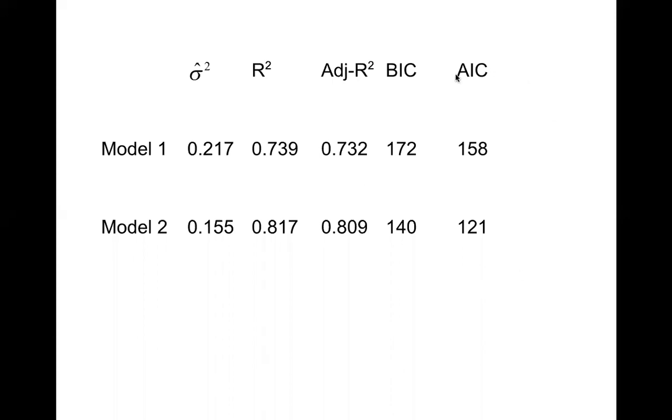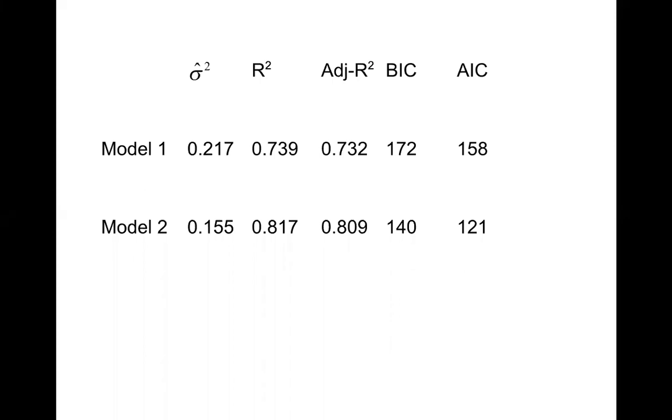You can also look at BIC and AIC. Now, BIC and AIC are not going to be interpretable in the same way that R squared or even sigma hat squared is. You're not supposed to look at this number 172 and infer anything. What you are supposed to do is compare the BIC from model 1 to the BIC from model 2 and say, hey, it got smaller. And that suggests that the second model is a better choice than the first model.